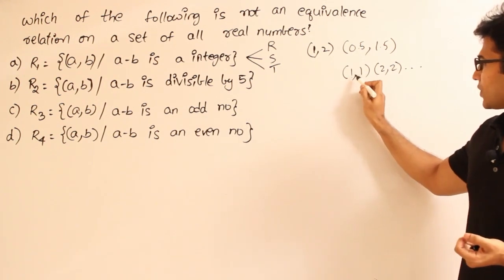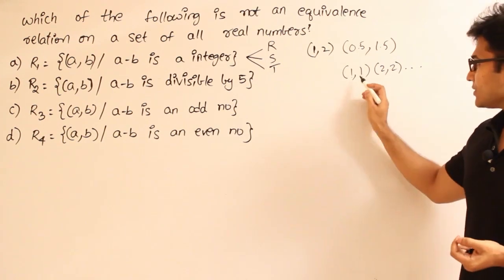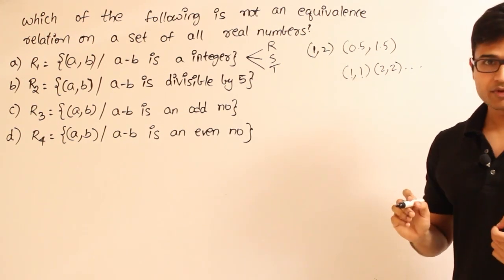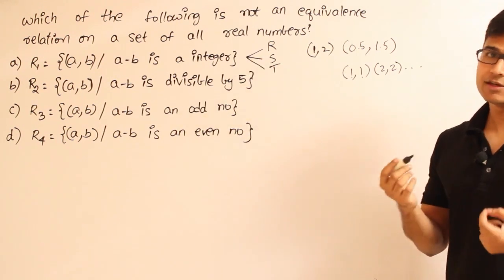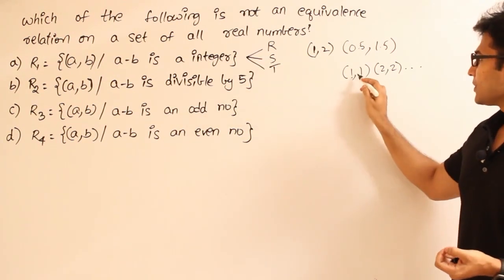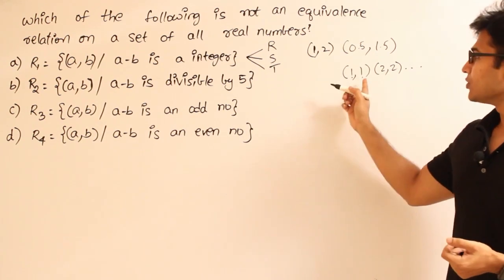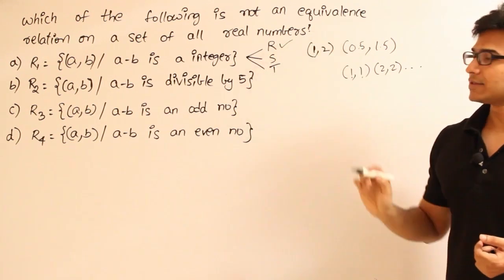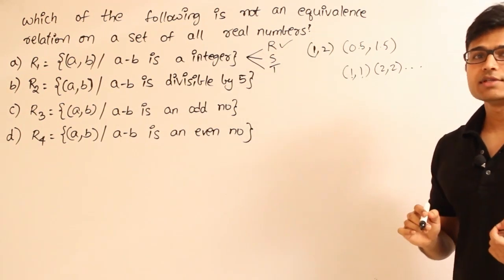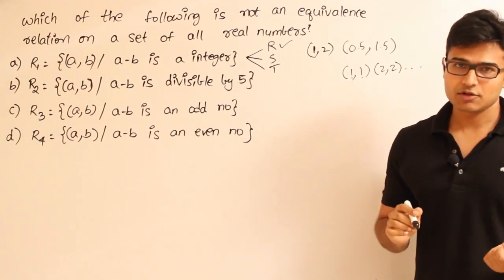Now, if you take (1, 1), will it be present in the relation? Yes. The reason is 1 minus 1 is 0, which is an integer, and that is the requirement. If a minus b is an integer, then it is going to be present. So since 1 minus 1 is 0, which is an integer, (1, 1) will be included in the relation R1, and so we can say that it is reflexive. Now what can we say about symmetric? Is it going to be a symmetric relation or not?